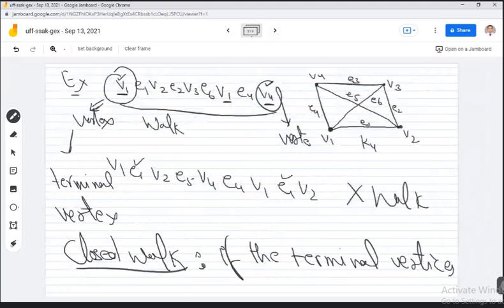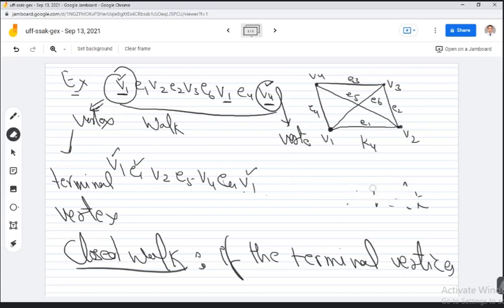Again, in this example, I can write V1, E1, V2, E5, V4, E4, V1. If the terminal vertices are the same, it is a closed walk. In this case, what is this? This is a closed walk: a walk that is also closed.